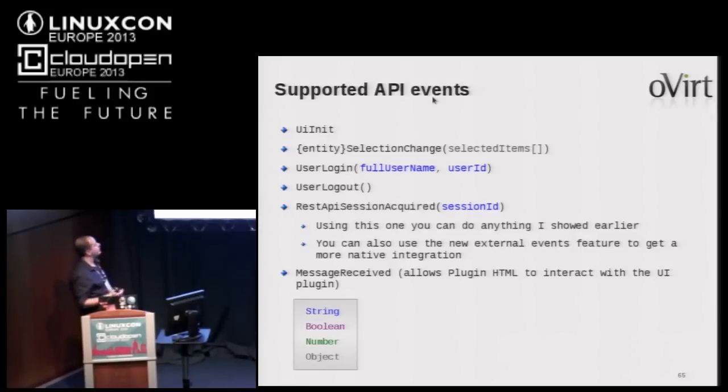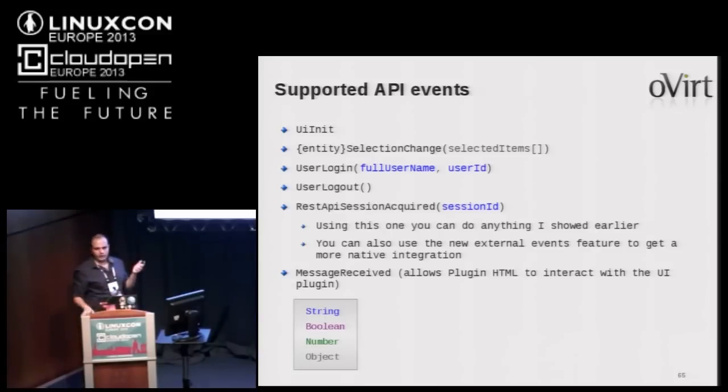We have different events that the UI plugin infrastructure supports. The UI init event is the one I showed you earlier that is triggered when the admin portal is initialized. For each entity, I have a selection change event. For example, if you are in a data center main tab and you select a different data center, then the data center selection change event will be triggered. If you're in the VMs main tab and you select a new VM, then the VM's selection change will be triggered. So basically for each main tab, we have an event for each selection change. We'll show examples on that as well.